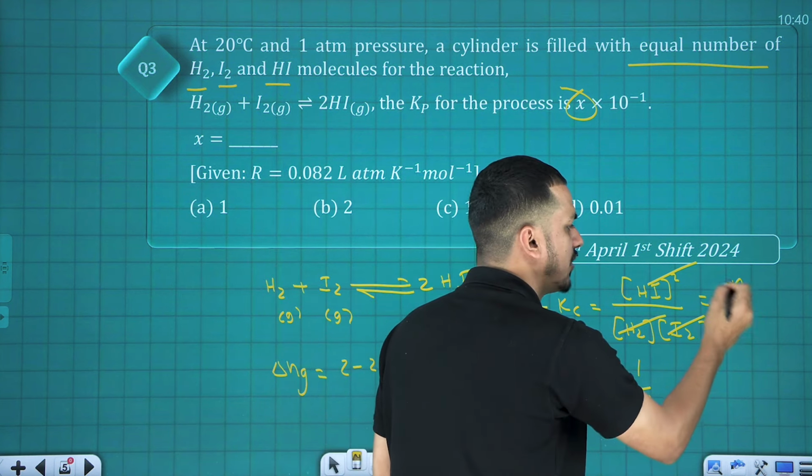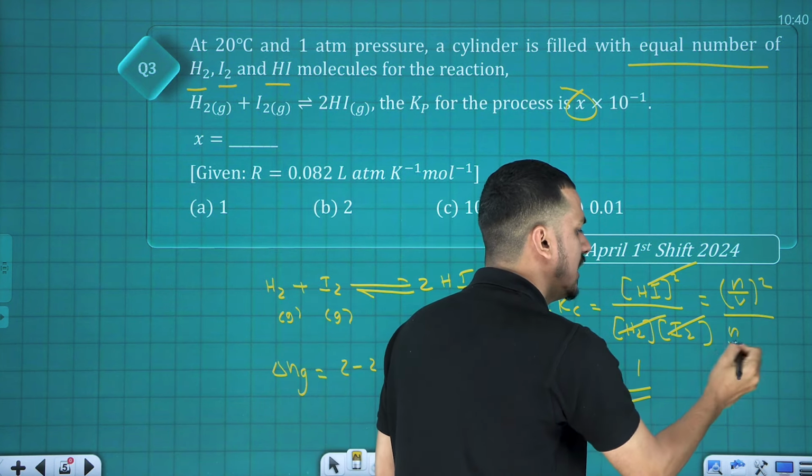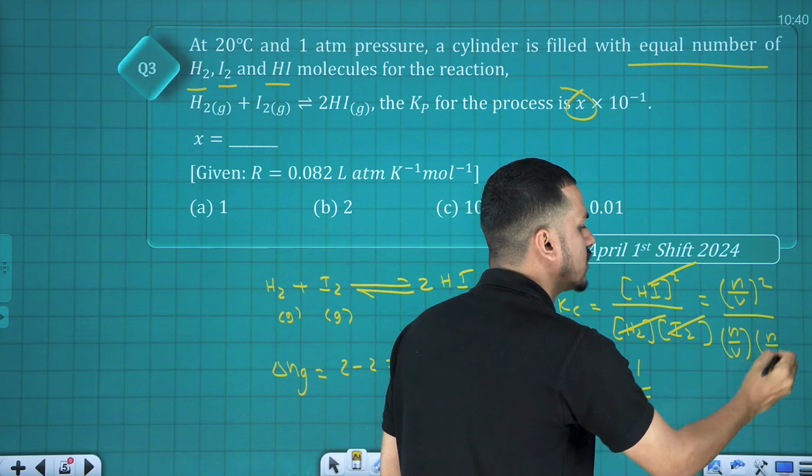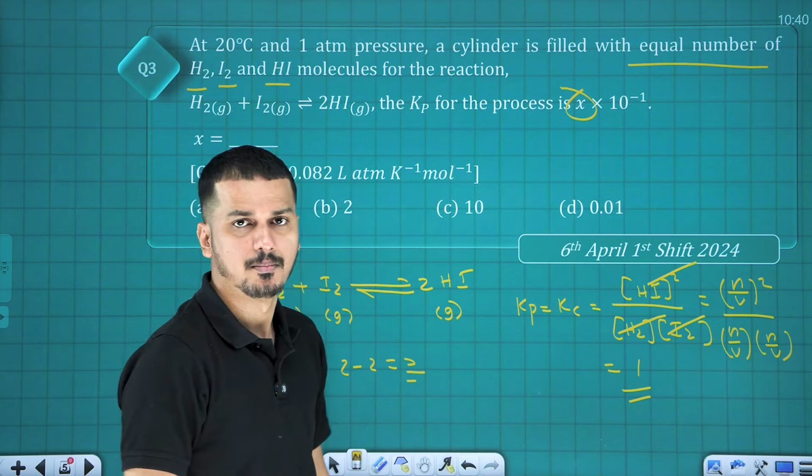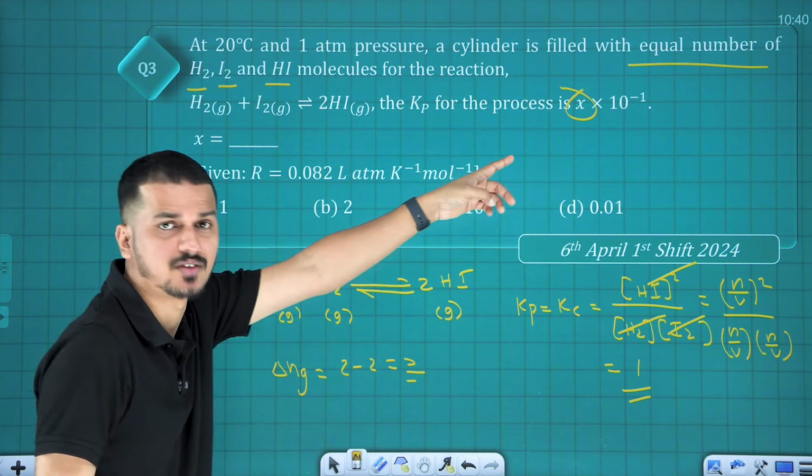If anyone has a doubt, I can write: number of moles by volume squared, divided by number of moles by volume, into number of moles by volume. Like that it will come, so we can cancel all. We will get 1. But our option is in terms of 10 raised to minus 1.